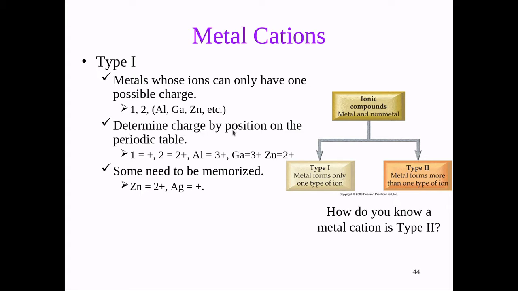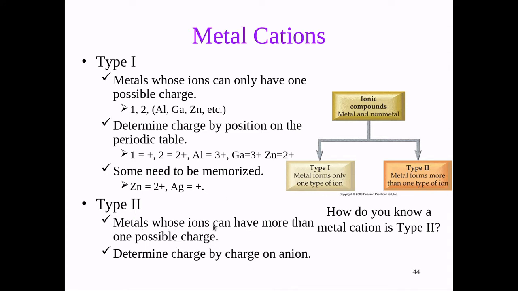We're going to determine the charge by position on the periodic table. Again, group 1 is +1, group 2 is +2, aluminum is going to have a 3+ charge, gallium would have a 3+ charge, zinc, for instance, would take on a 2+ charge. And some of these you would just have to memorize, honestly. It would be like zinc 2+, or gold is a +1. But I'm not going to really require you guys to do it. But if you wanted to be able to identify a type 1 from a type 2, there are a few that you just gotta know.